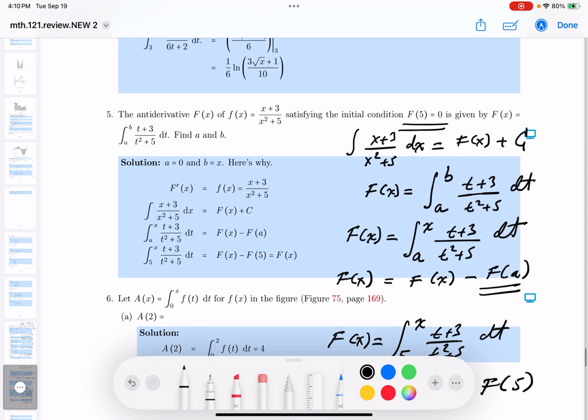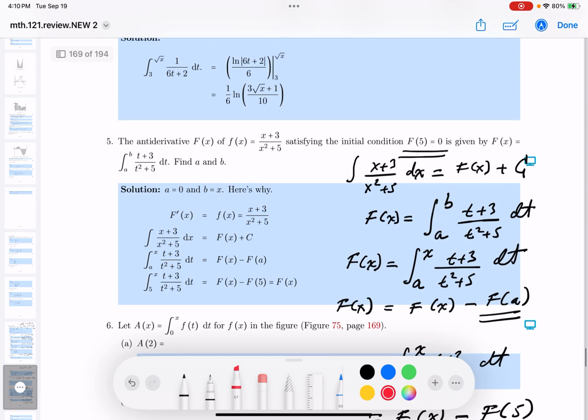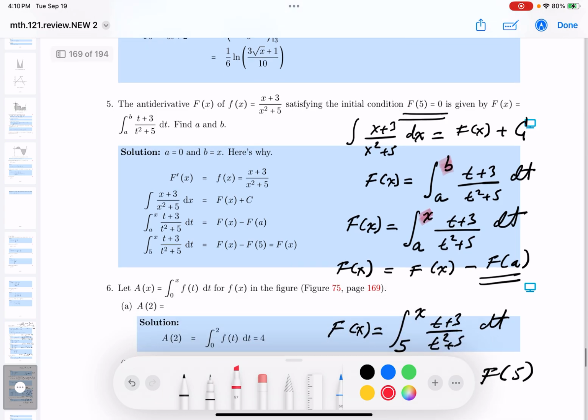Let's take a look and see if we've done that. Again, I'm reading through it. It says a equals 0 and b equals x. Let me go through that with you. I said the b is x, and then we eventually got down to what the a was, and the a is 5. The b is x, the a is 5. I'm sorry, they said a is 0. A is not 0, a is 5.